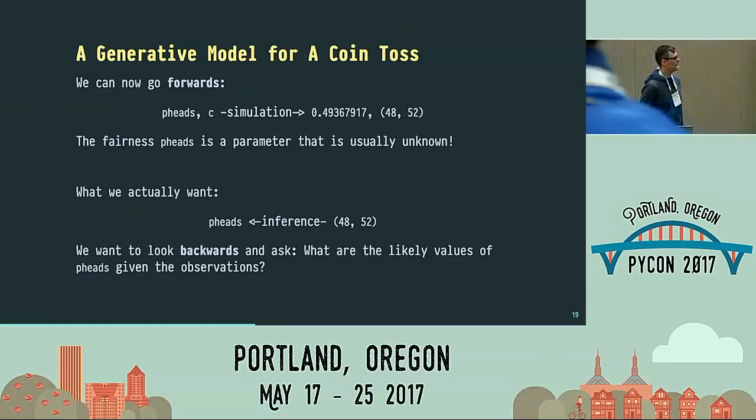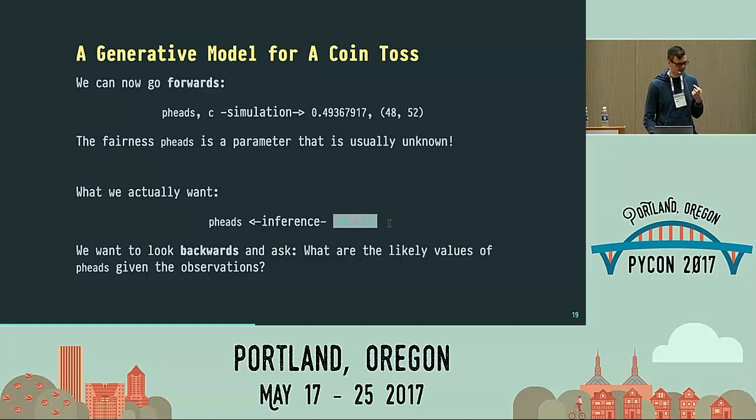So we can now go in the forward direction. Given this definition of p heads and c, we can now simulate, and we can draw from this. So we can draw a fairness, and we can observe heads and tail counts for the data set C train. But the fairness is the parameter that we don't know. So how does this help us now? What we actually want is to go in the backwards direction. This is the forward direction, and we want to go the opposite way.